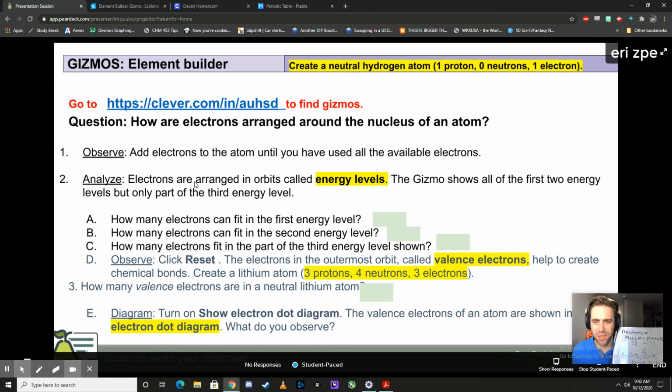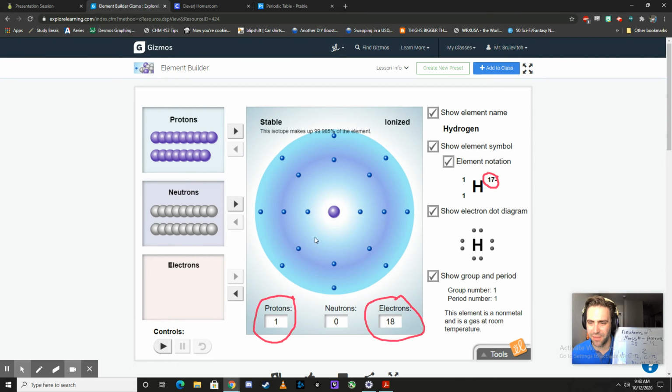Okay, and electrons are arranged in orbits called energy levels, just like Bohr was talking about. The Gizmo shows all of the first 2 energy levels, but only part of the 3rd energy level. The inner one, the first orbital, has 2. The next one has 8. And the next one has how many? 1, 2, 3, 4, 5, 6, 7, 8. But this is only part of the third orbital.